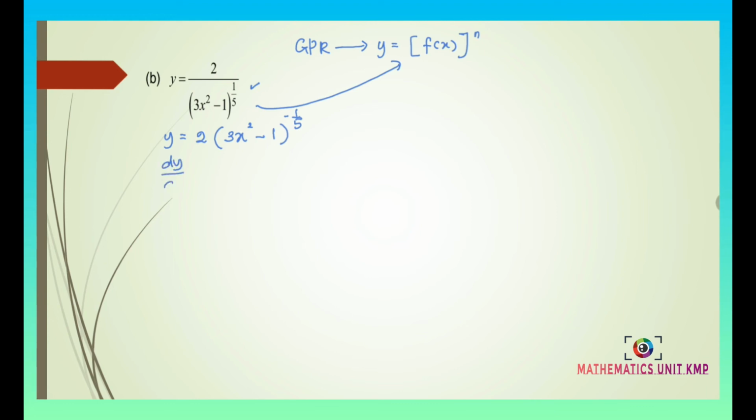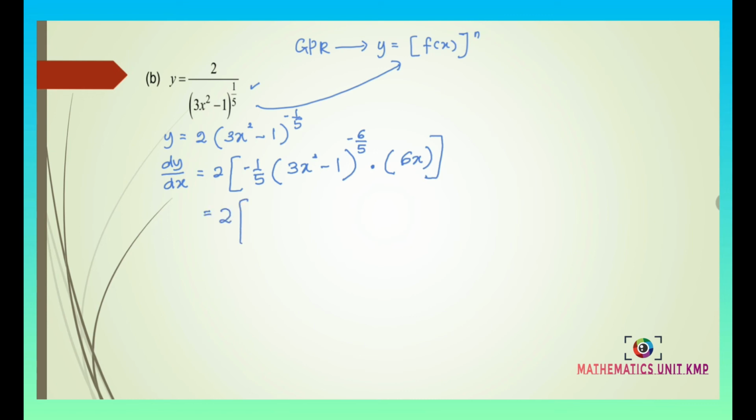Now we differentiate: dy/dx equals 2 times, we bring down the power, negative 1 over 5, times the function (3x squared minus 1) power negative 1 over 5 minus 1, which gives negative 6 over 5, and multiply with the derivative of 3x squared minus 1, which is 6x, and then we close the bracket.